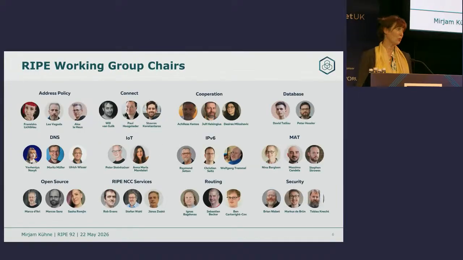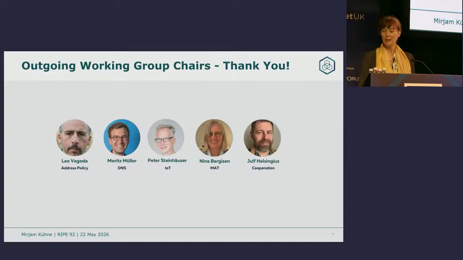Another big thanks to the working group chairs who are handling the content and the engagement of the different working groups. Here you see the pictures of all the working groups, and as usual we're saying goodbye to some of the working groups' chairs. Some of them have been around for a long time. Thank you very much. If you can come up here. I don't know if you're still here, Leo, Moritz, Peter, and Jyoti. I know Nina isn't here anymore. She had to run to the airport, but I gave her a little present when she ran out. I don't know if any of the others are still here.